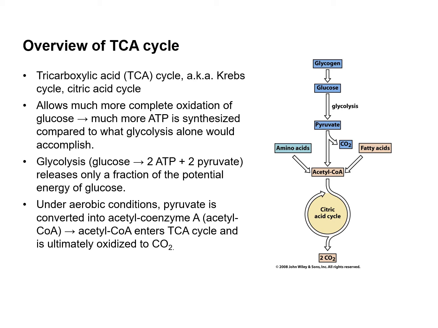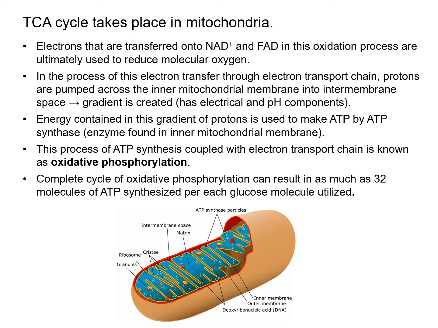But under aerobic conditions, pyruvate is converted into acetyl coenzyme A, which is acetyl-CoA, and then this acetyl-CoA enters the TCA cycle and is ultimately oxidized to carbon dioxide. The TCA cycle takes place in the mitochondrion, or mitochondria. These are huge and complex organelles in the cell that are responsible for cellular respiration and generation of energy.